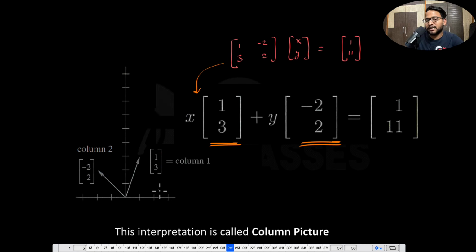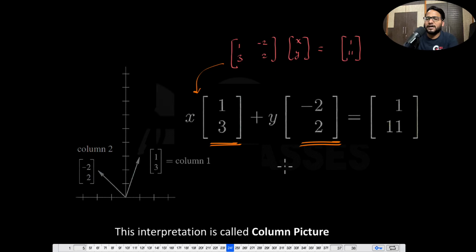And what I'm saying is that some linear combination of (1, 3) and (-2, 2) should give me (1, 11). How can I interpret this geometrically? It means there are two columns. The first column is this one, and geometrically it looks like this. The second column is this one, and geometrically it looks like this. And we can have a linear combination of these two.